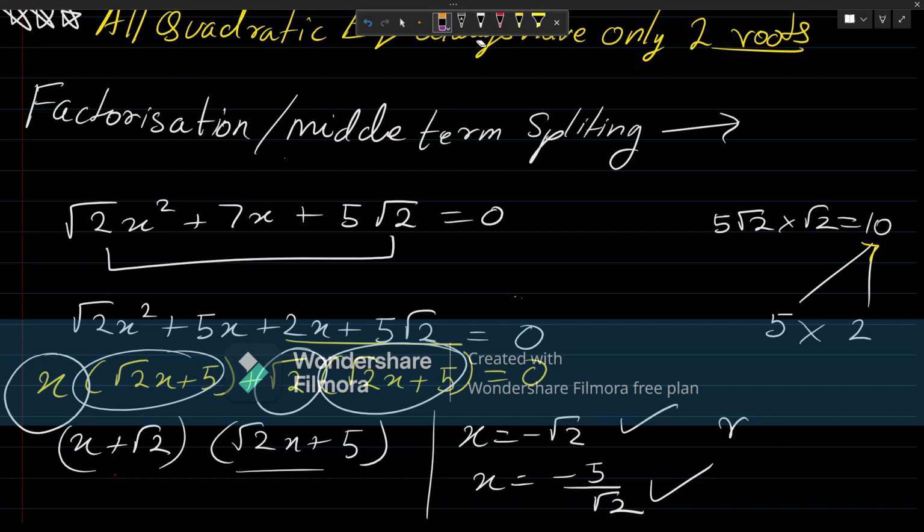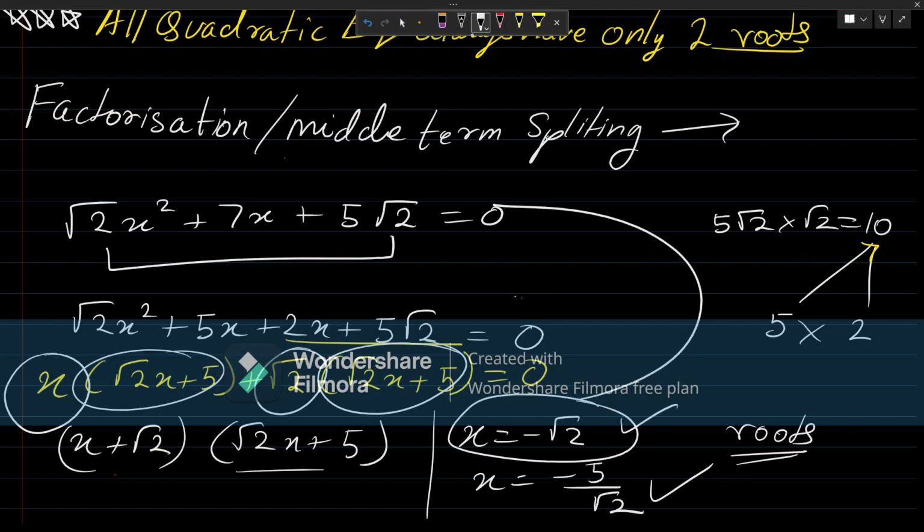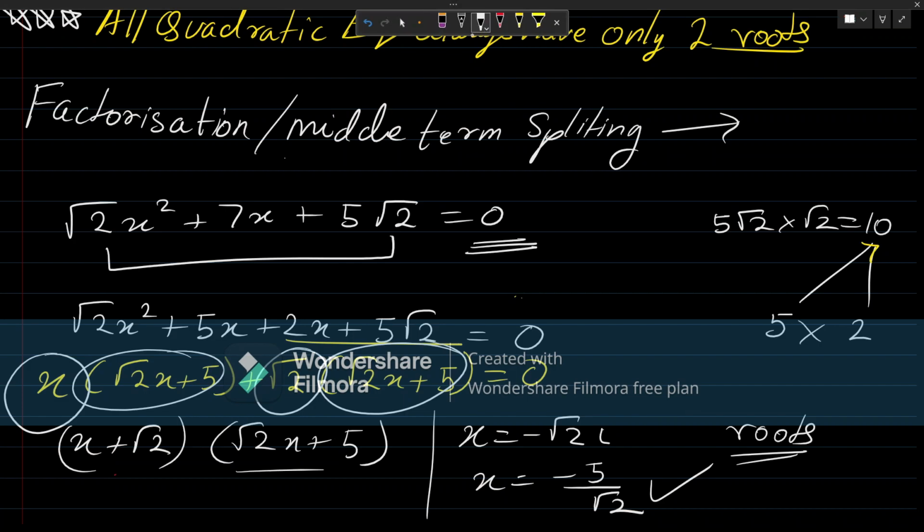So these are only the roots of the equation. Solution is when you put a specific value of x in this equation and you get the value as 0, LH is equal to RH is 0. That is the solution, right? And when you find roots, you're finding the values of x. So this is all about the factorization method, and this is how you're going to solve every single question in this chapter.